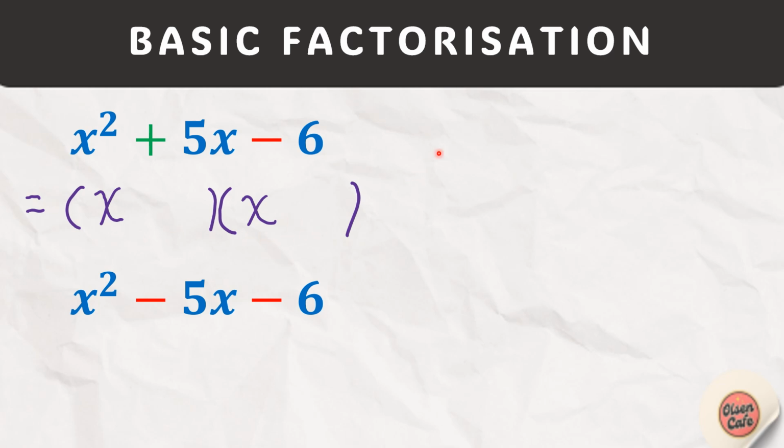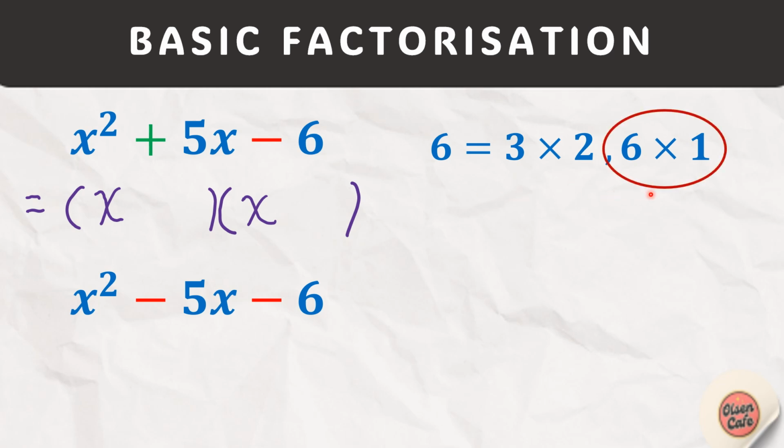So how do I know where to place the plus and where to place the minus? For this, I will need to take a look at the numbers. 6 again can be written as either 3 times 2 or 6 times 1. Given the sign is negative, I need to find which numbers, when I subtract, will give me a positive 5x. So 3 and 2, obviously it can't.